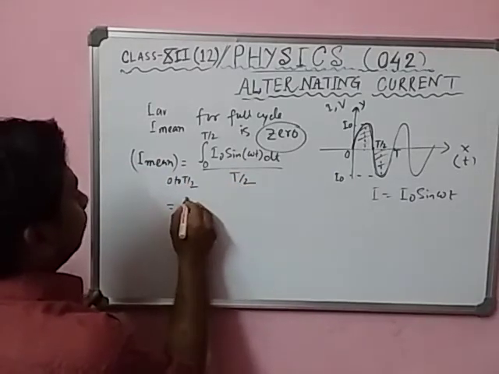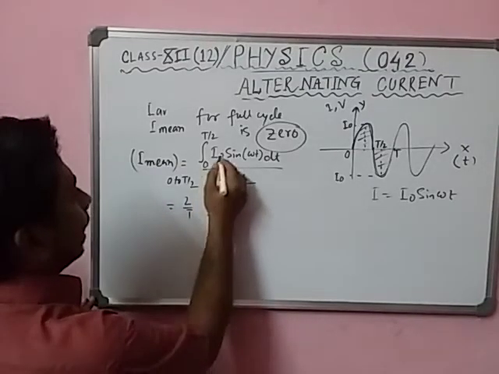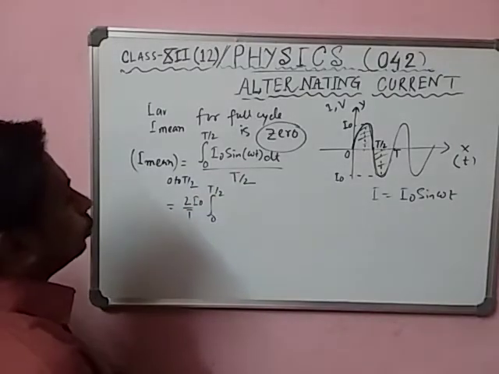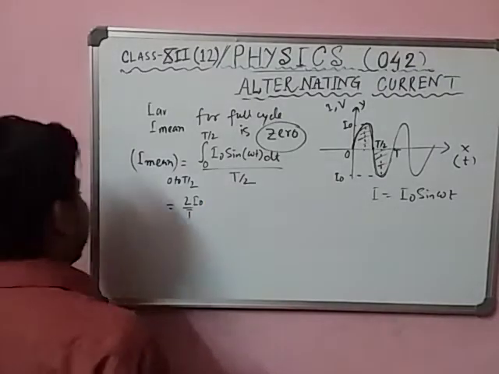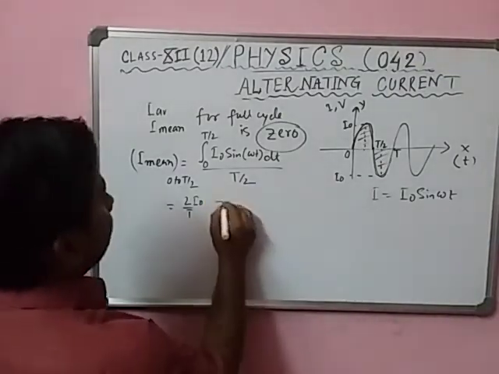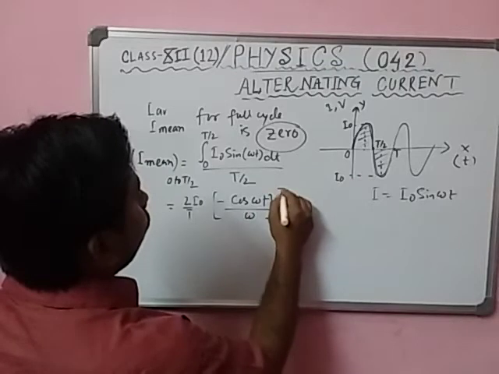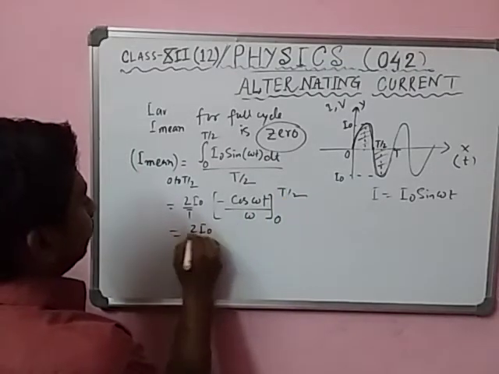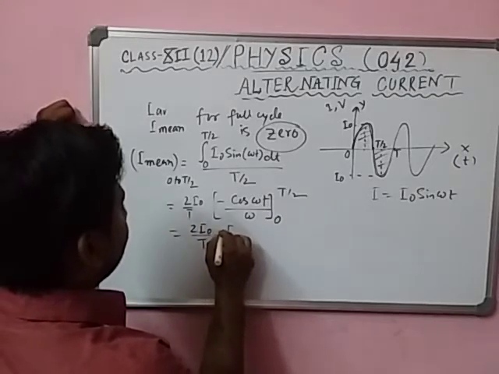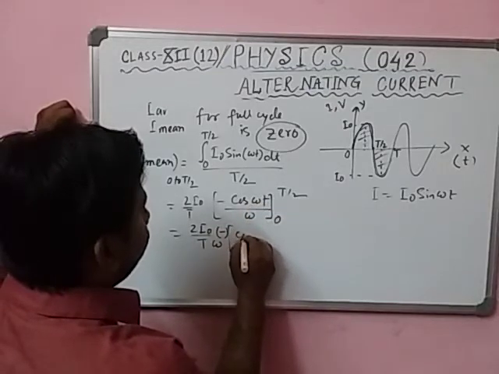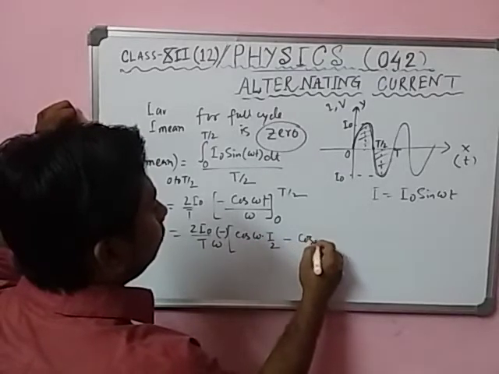Now the constant 2 by T comes in front. 0 to T by 2 sine omega t, I0 is a constant value. So 0 to T by 2 sine omega t dt. After integration, sine becomes minus cos omega t divided by omega, from 0 to T by 2. First put the upper limit T by 2, minus cos of 0.